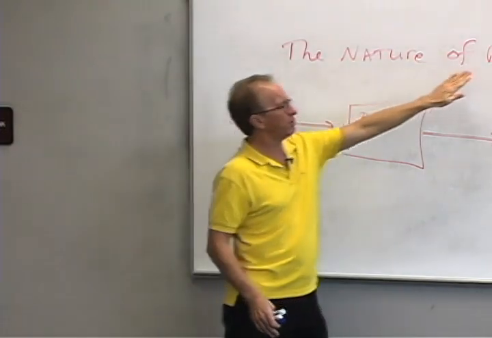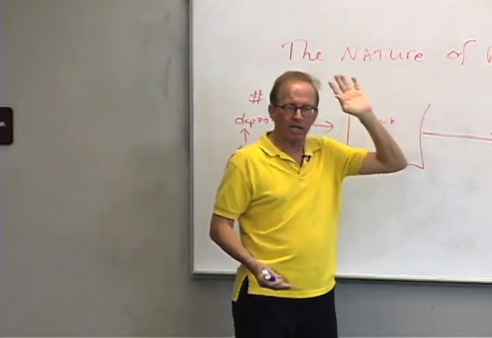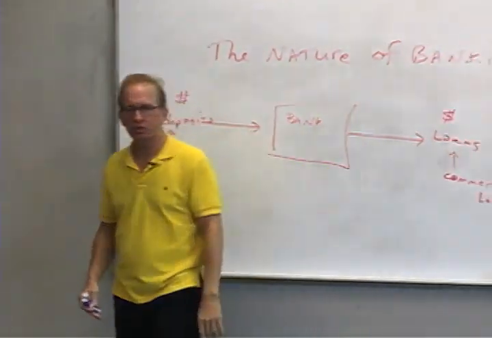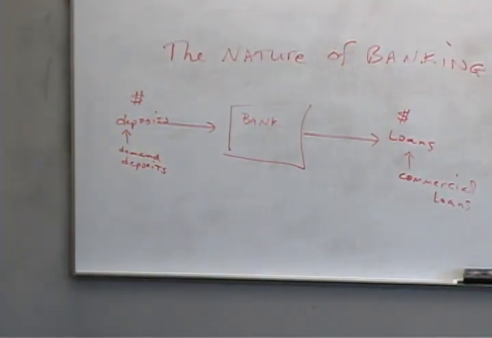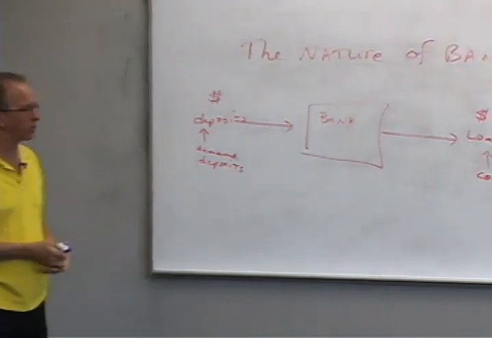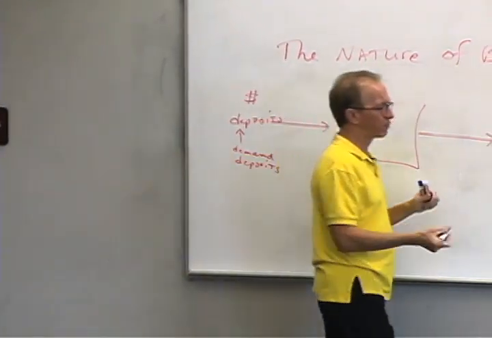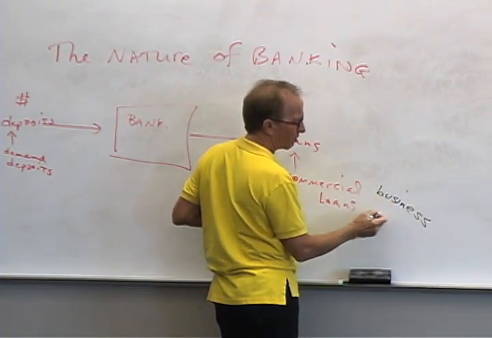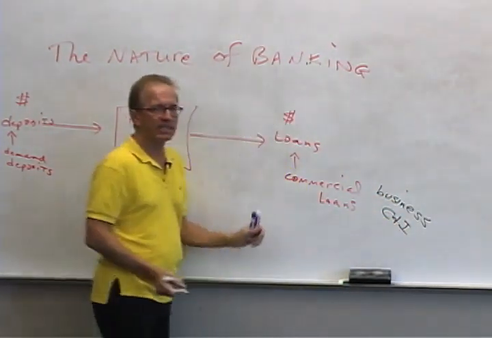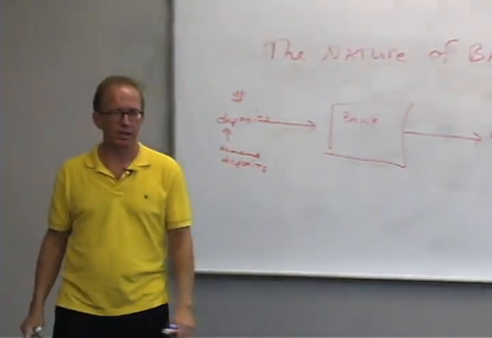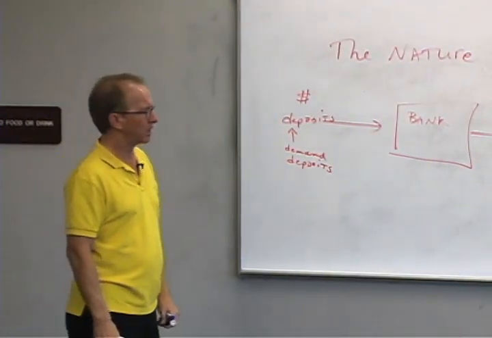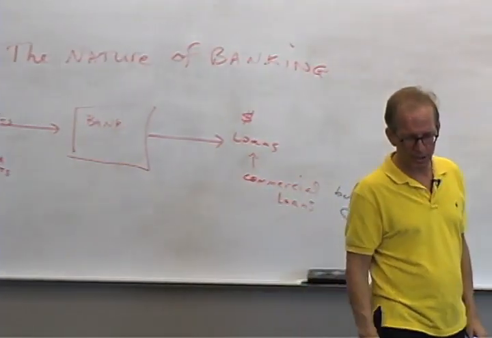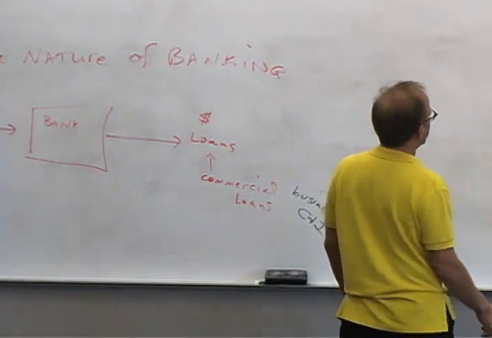When we use this term bank or banking, the official term is commercial banks. Their specialty is making commercial loans or business loans. Sometimes you'll hear these referred to as C&I loans, commercial and industrial loans. But it always boils down to this same thing. This is their specialty. Now, how do banks earn a profit?